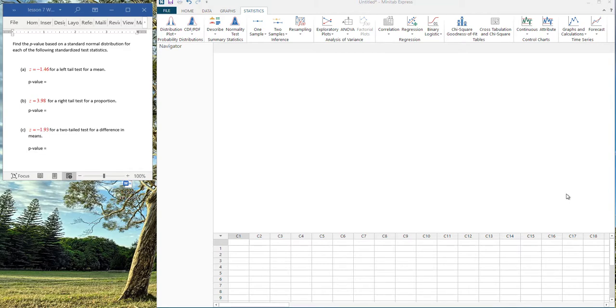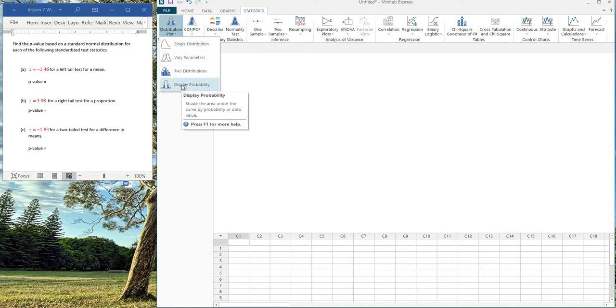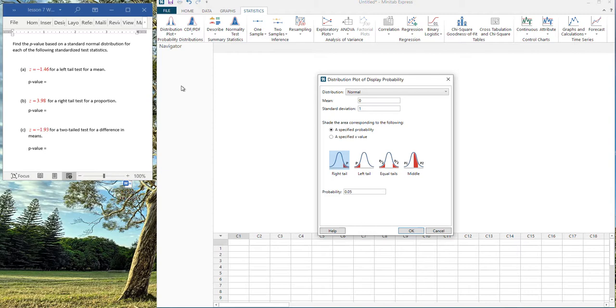Okay, so what I'm going to do is open up Minitab Express and go to the statistics menu. If you click on distribution plot and then the bottom option, display probability, this gives you the opportunity to specify a certain x value from the distribution and then get a tail area. Now, what Minitab calls an x value, we're actually recognizing as a z value.